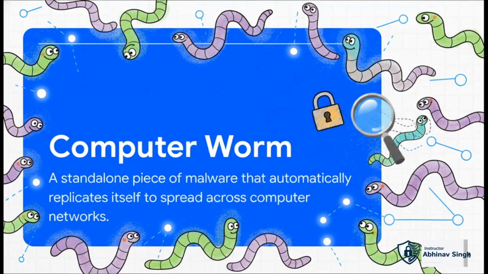Let's break this down. A worm is a standalone piece of malware that automatically copies itself to spread. Two key things there. Standalone means it doesn't need to latch on to another program to survive, and replicates means its main goal, its whole reason for being, is just to copy itself and spread. It is built for one thing, and one thing only: expansion.